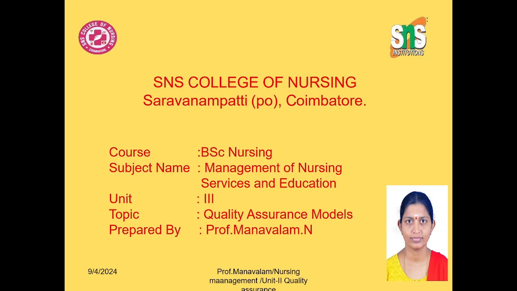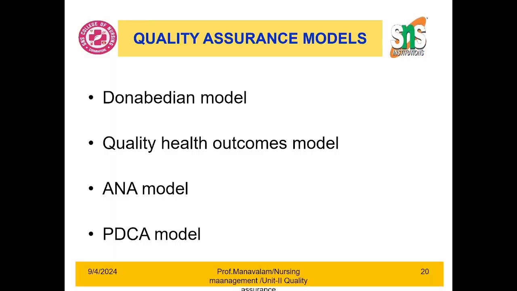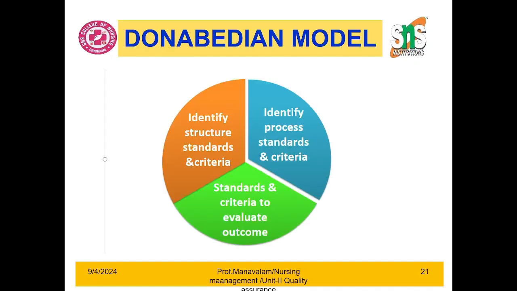Good morning to all. Now we will see about the quality assurance model. It is a continuation of quality assurance. These are all the quality assurance models. First one is the Donabedian model, then the quality health outcomes model, the ANA model, and the PDCA model. Now we are going to see one by one in detail.